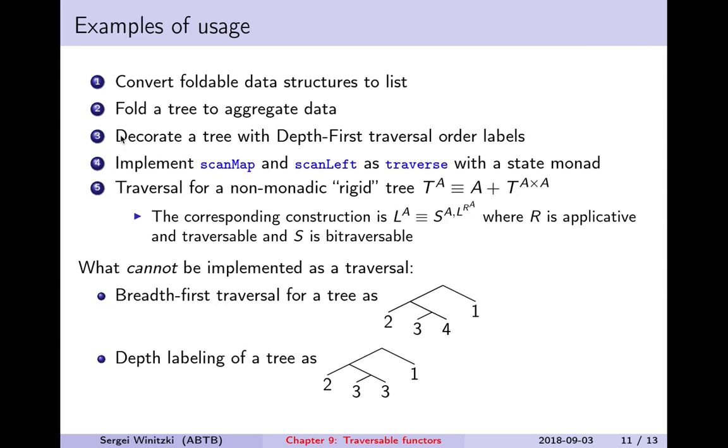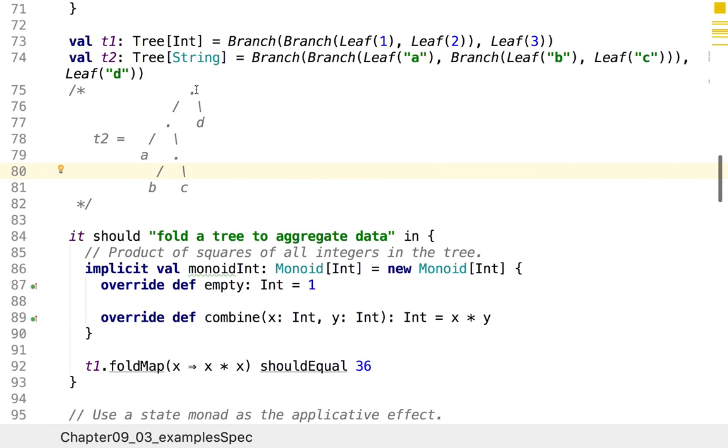The third example is to decorate a tree with order labels obtained from a depth-first traversal. So for instance, this tree, if we traverse it depth first, then first we'll reach A, then we'll reach B, then C, and then D. So then the order of traversal is 1, 2, 3, 4. And so we expect these labels to be attached. So how do we attach labels like this?